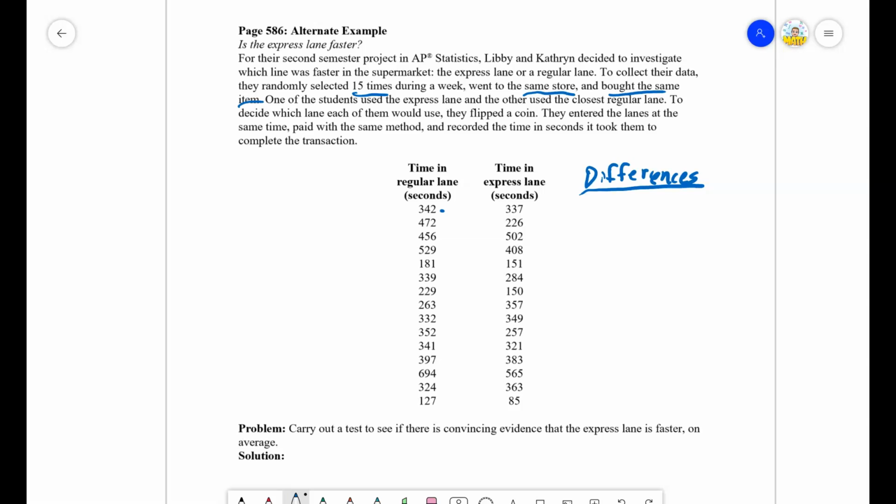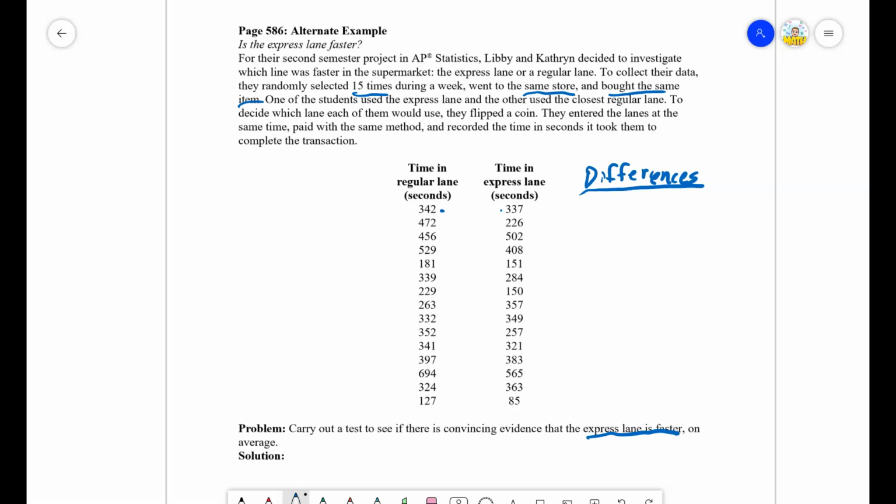So this 342 and this 337 are not independent of each other, all right? They have a lot of things in common. Now, they applied randomization to their experiment because they flipped a coin to decide which lane each one would go. So in other words, Libby didn't always go to regular and Catherine always express. They flipped a coin because that could be a lurking variable of how it affects their times. And now they have a hypothesis. Carry out a test to see if there's convincing evidence that the express lane is faster.